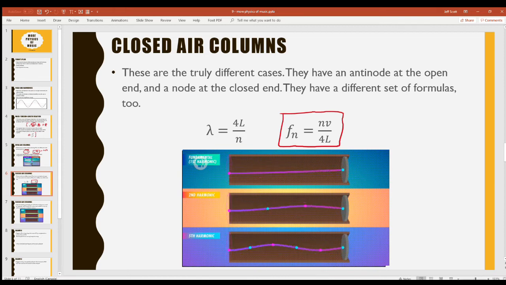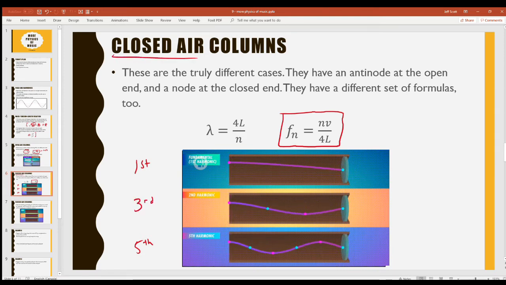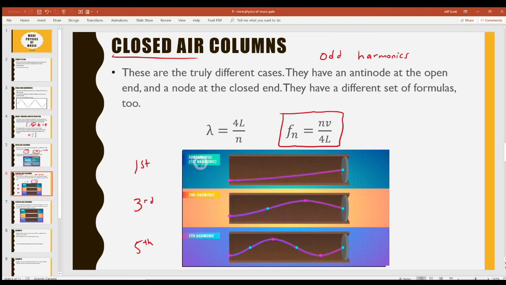Now I'll also remind you, this picture that I put in here, I don't particularly like it because whoever put it together actually put it together incorrectly. The first one and the last one are correct. That is the first harmonic and the fifth harmonic. But this one isn't actually the second harmonic like it says, it's actually the third harmonic. And I want you to remember that for closed air columns, you can only have odd harmonics. So it's not actually possible for you to be putting in an even number for n into these equations.